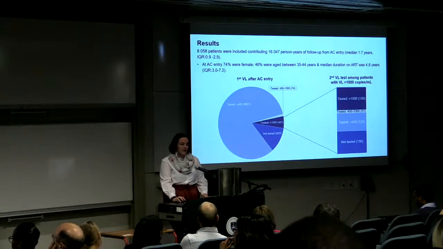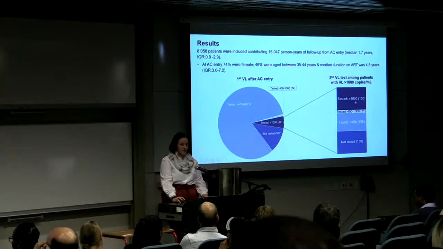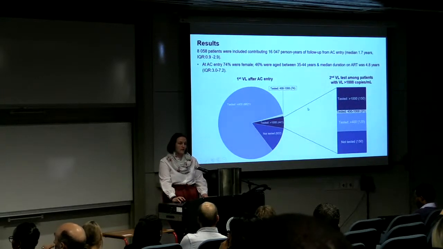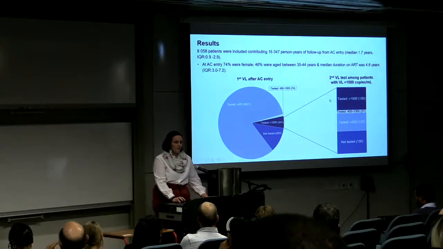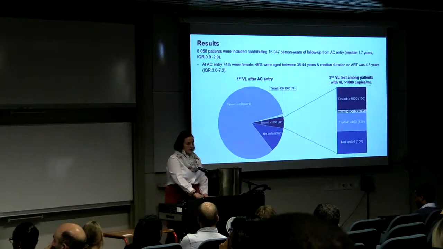days. And when we look at the second test among this group, we see that about a third of these patients never retested. And of those who tested, about 291 patients, 50% of them experienced confirmed virologic failure. And the time between these tests, the median time was 112 days. But the overall proportion of failure in the cohort was about 2%.